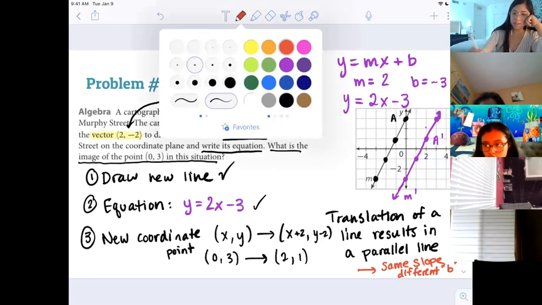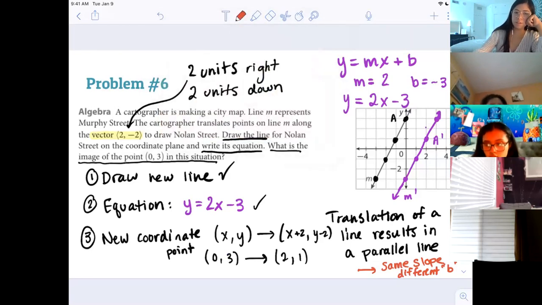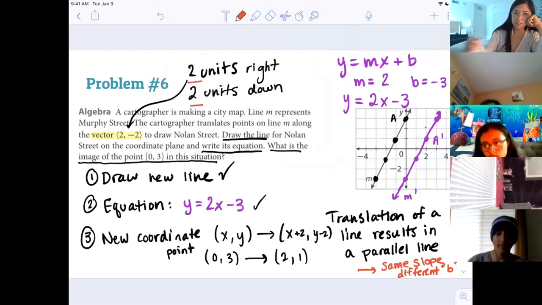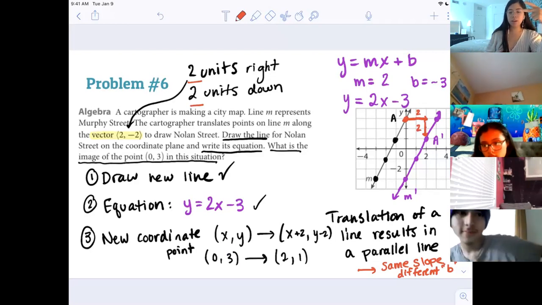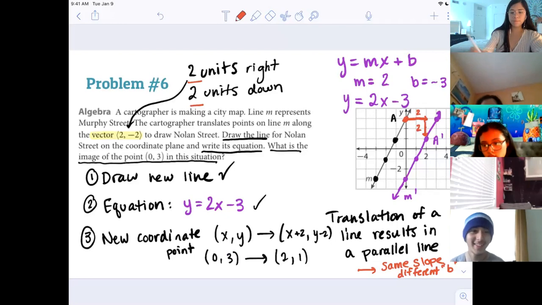The other way to do it is visually. You know that you're moving 2 units to the right and 2 units down. So if I start at A and I go 2 units to the right and then 2 units down, I end up at A prime. So there's always 2 ways to do it. You can either use your math or use your eyes. Kind of like slope. With slope, you can use your math or you can use your eyes. Any final questions on this problem?